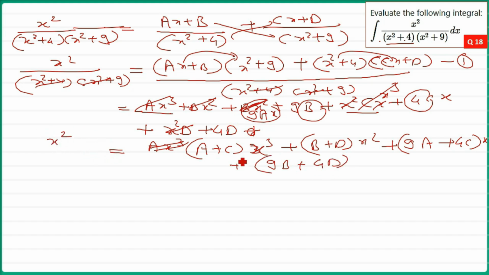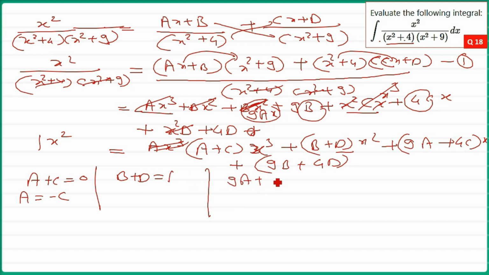Now if you compare it with the left hand side, only one value, which is (b + d)x², will be equal to x². That is, b plus d will be equal to 1. There is no other similar term on the left hand side, so every other thing will be 0. So a plus c will be 0. A will be equal to negative c. B plus d only will be 1 because there is only an x² term on the left hand side. Now 9a plus 4c will be equal to 0 and 9b plus 4d will be equal to 0. So we have 4 equations here.